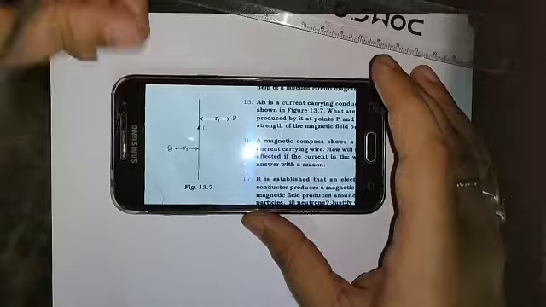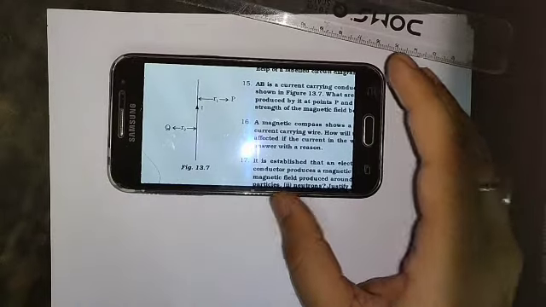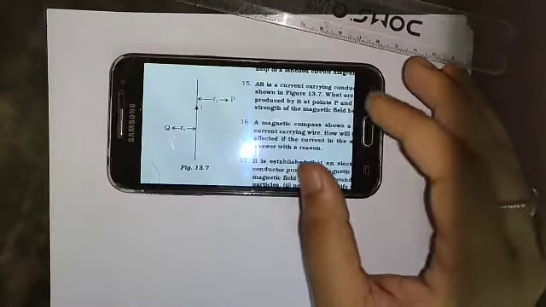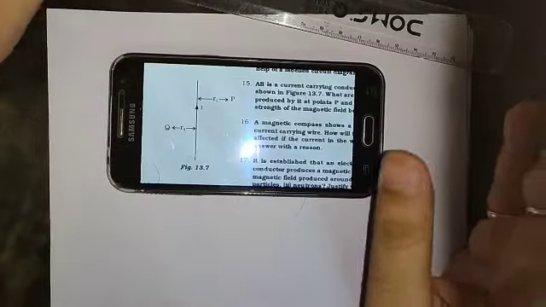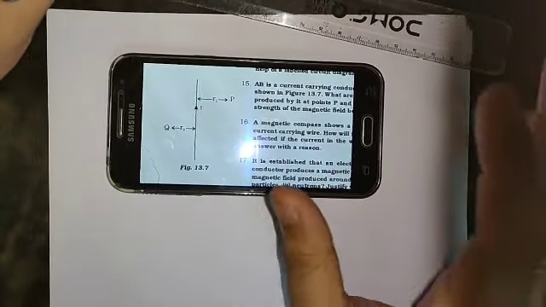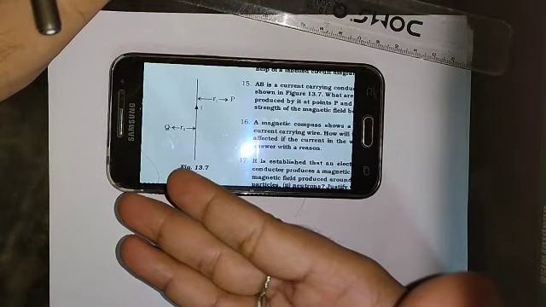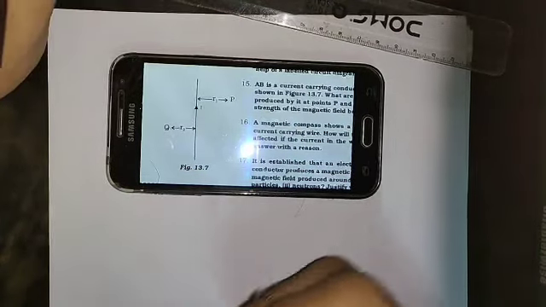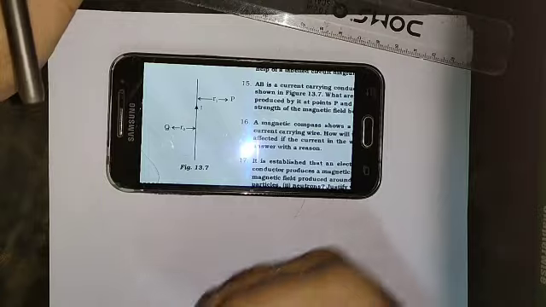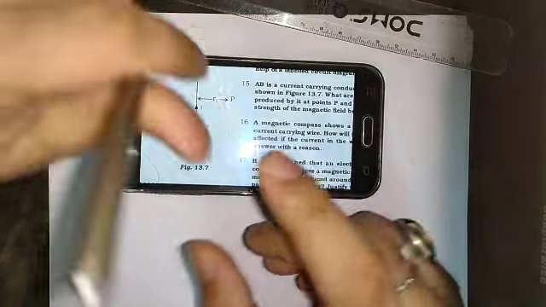The magnitude part you will discuss in your class 12, where you get to know more about these things. But for now, we can just have this direction part, and some proportionality: the magnetic field is directly proportional to the current and inversely proportional to the distance, like this.